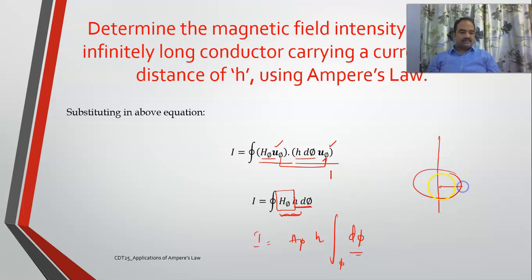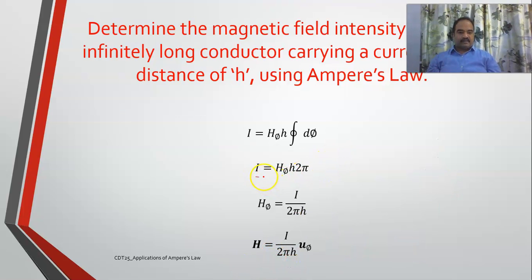If I consider this as phi, what is the value of the entire integral of d phi? This will be 2 pi, right? So if I substitute it here, what I'll get is I equal to H phi into H into 2 pi, isn't it? So this is what I have written here: I is equal to H phi into 2 pi.